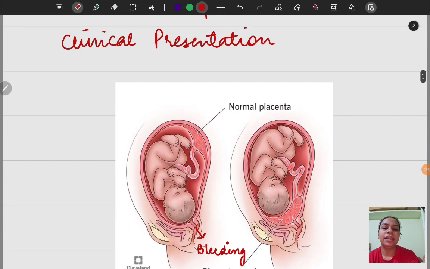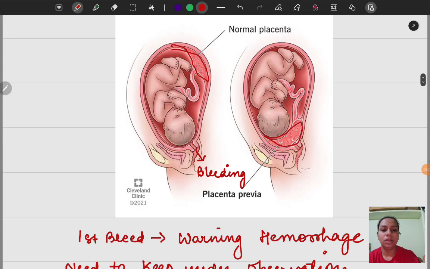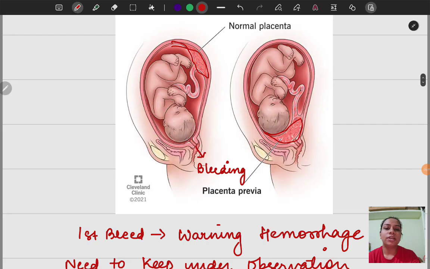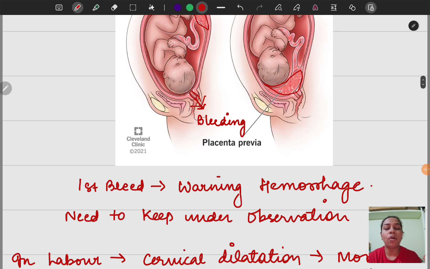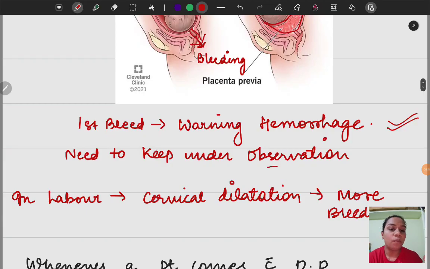Next we will see the clinical presentation of placenta previa. So this is the normal placenta, okay, where it is attached to the upper segment of the uterus, and this is the placenta previa, which is completely covering the internal os of the cervix. Okay, so what is happening is, in case of placenta previa, there will be bleeding per vaginum. Okay, bleeding per vaginal, and first bleed will always be a warning sign, a warning hemorrhage, and it means that you need to keep the mother under observation.